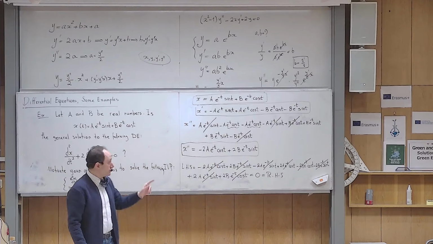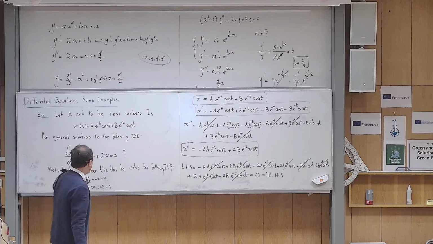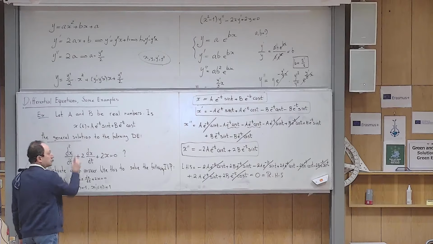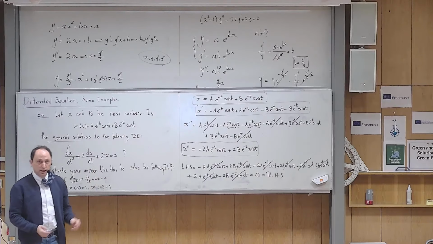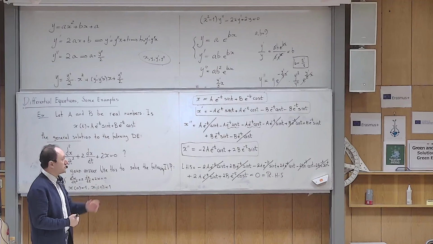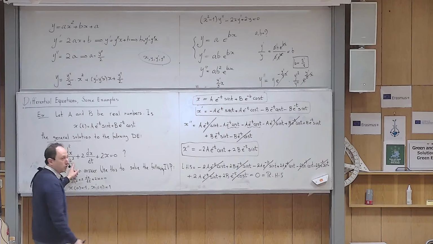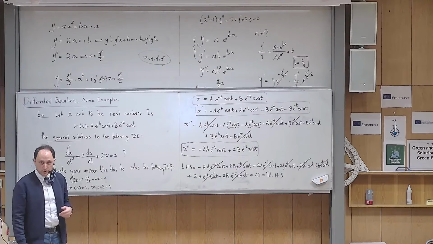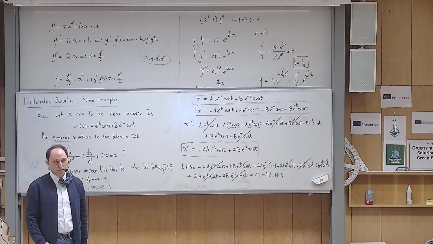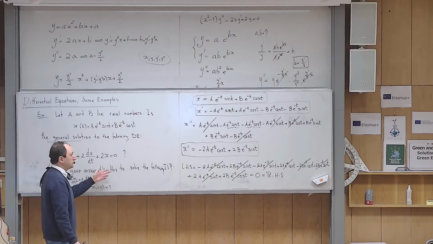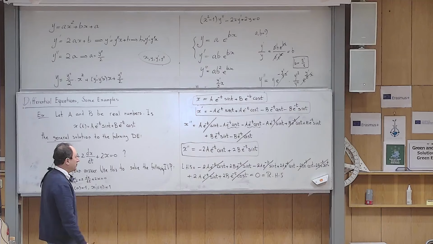But if you just leave it like this, it is not finished, because I am asking, is this the general solution? If you confirm that, it is still not finished. Why is this the general solution? You have to mention it. Because this is a second order differential equation, and in the solution there are two free parameters, therefore this is the general solution. If you don't write that, it just means that you confirmed this is a solution. But you have to write this down.